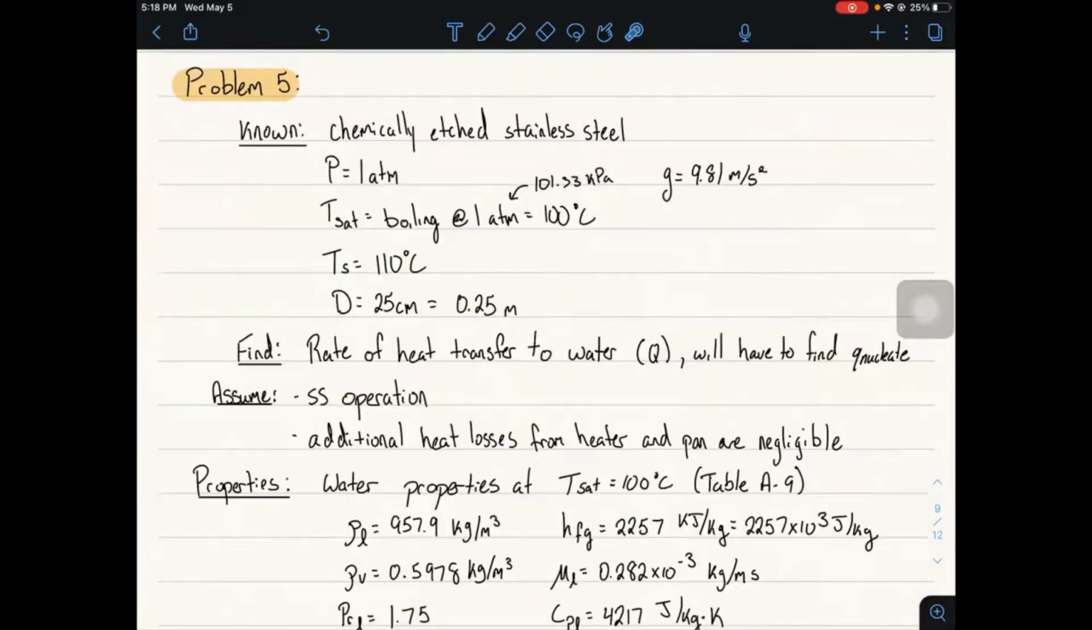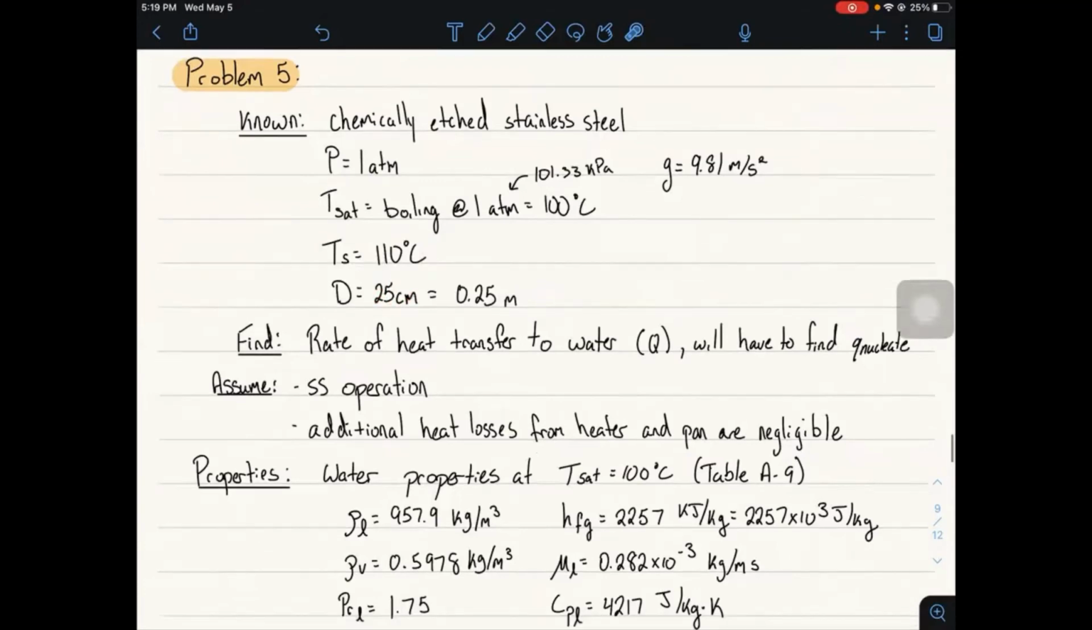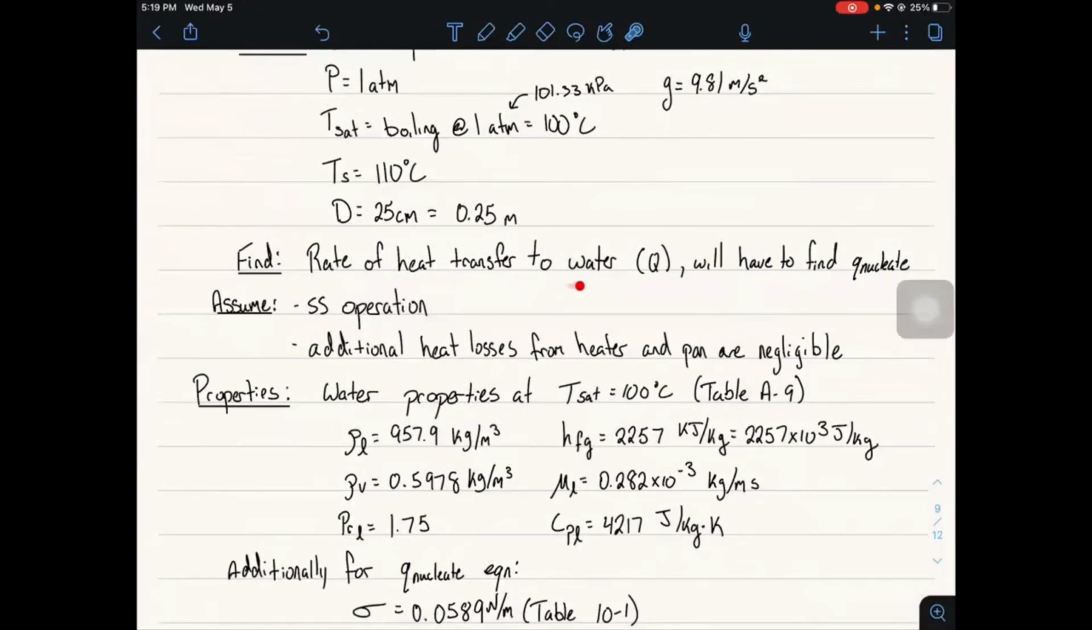Okay, for problem 5, we are getting ready to boil some water in a chemically etched stainless steel pan at a pressure of 1 atm, which is 101.33 kPa. And the inner surface of the bottom of the pan is supposed to be maintained at 110 degrees Celsius, and the diameter of that bottom of the pan is 25 centimeters. So we are asked to find the rate of the heat transfer to the water.